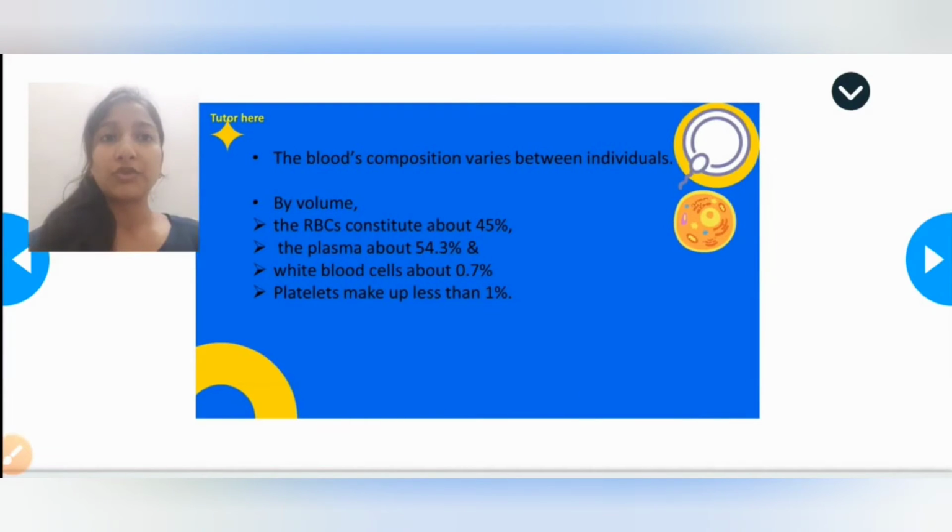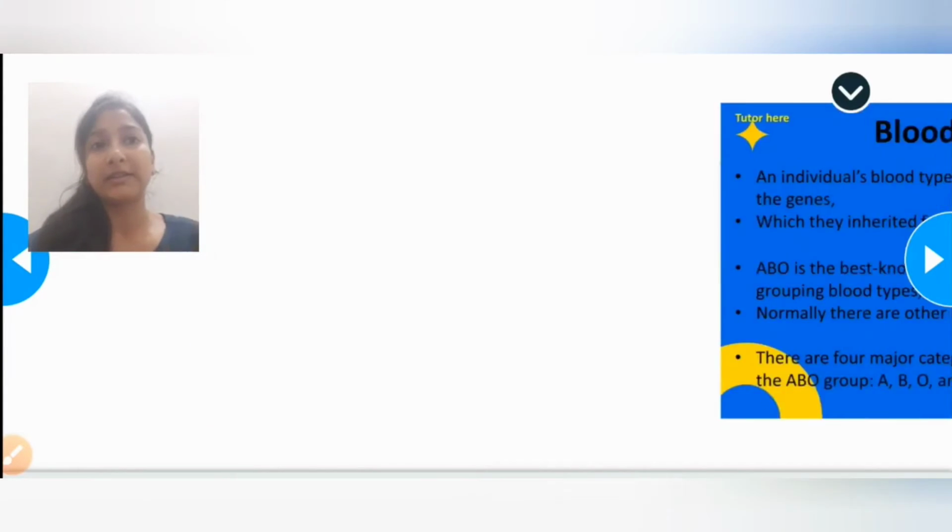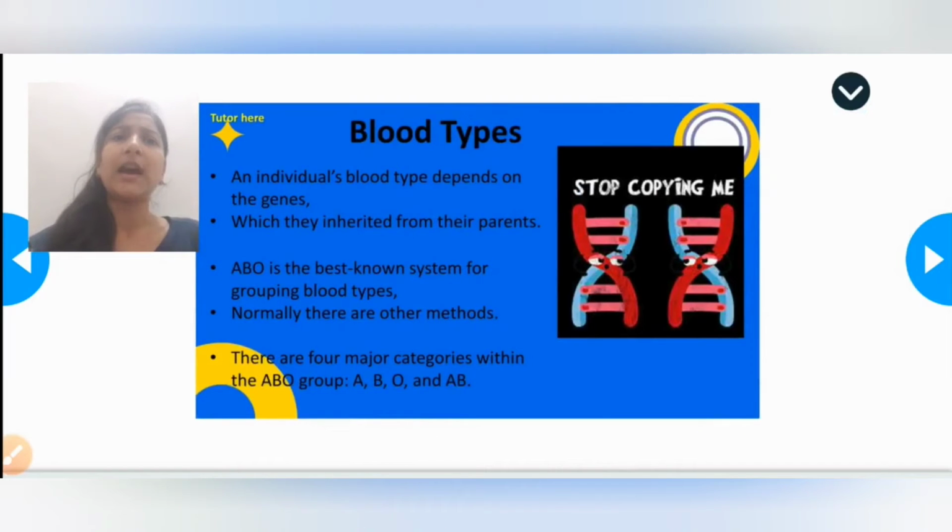And blood composition is different in different individuals. By volume, in humans, blood constitutes about 45% of RBCs, 54.3% of plasma, 0.7% of white blood cells, and less than 1% of platelets. So, what are the blood types?